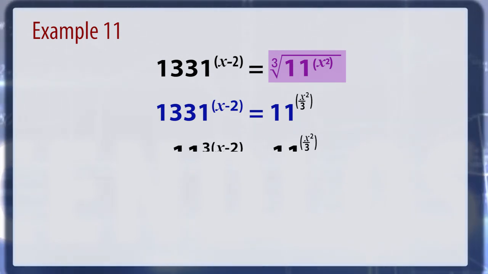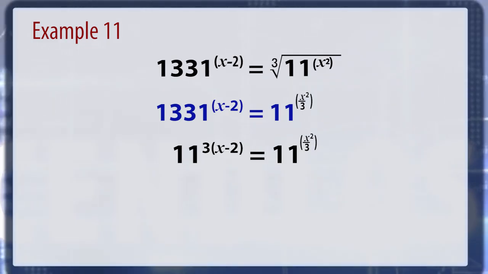So then we are going to have 11 raised to the power 3 or raised to the power x minus 2 to be equal to 11 raised to the power x squared over 3. I am sure you know where we are coming from. Now, once we can write both sides of this equation with the same base, then we can equate our exponents and go on to find x.